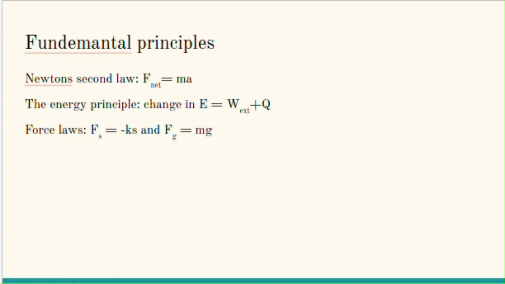The second principle is the energy principle. Because we define our system to include the mass, the spring, and the earth, there are no external objects interacting with it, meaning that the net work done by the surroundings is zero. Therefore, the change in total energy must equal zero, where the change in E is the sum of the change in kinetic energy, change in gravitational potential energy, and change in spring potential energy.